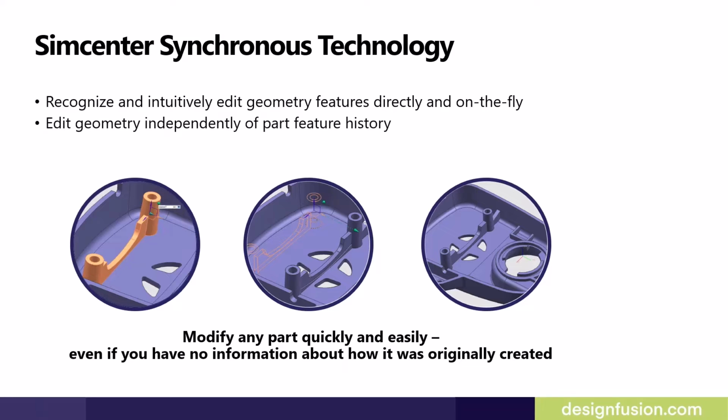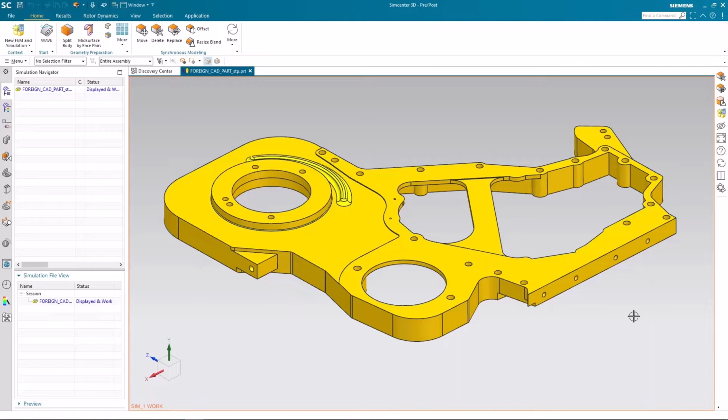In many cases we have a part feature history and we do not want to affect it. So in this case, synchronized technology allows us to edit our CAD geometry independently of the part feature history. Another thing is we can also import dumb geometry and prepare it for simulation purposes. Let's move to our demonstration 1. In this demonstration we will see how we can do geometry idealization.